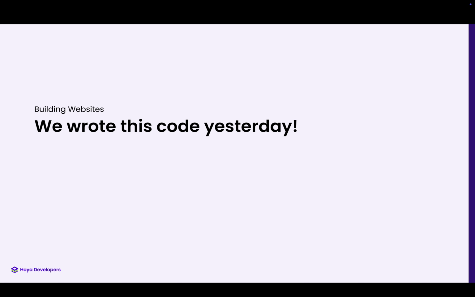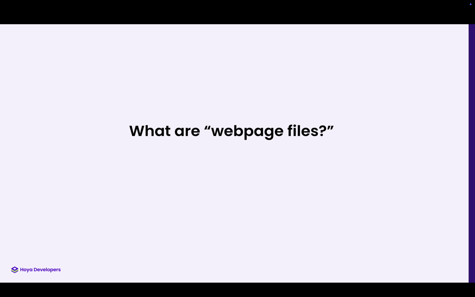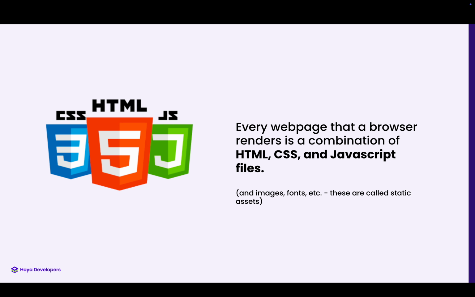You wouldn't expect to see a bunch of lines of code. And we actually wrote this code yesterday, right? So the code that we were writing yesterday is what comprises these web page files. Now, I've purposely spoken broadly. What are web page files? Can someone tell me the two types of files that we worked with yesterday? HTML and CSS, right? So yesterday we talked about two of the three main types of web page files.